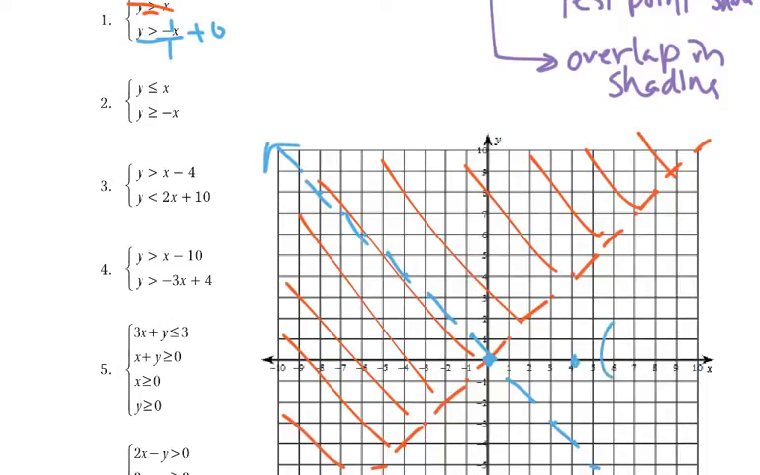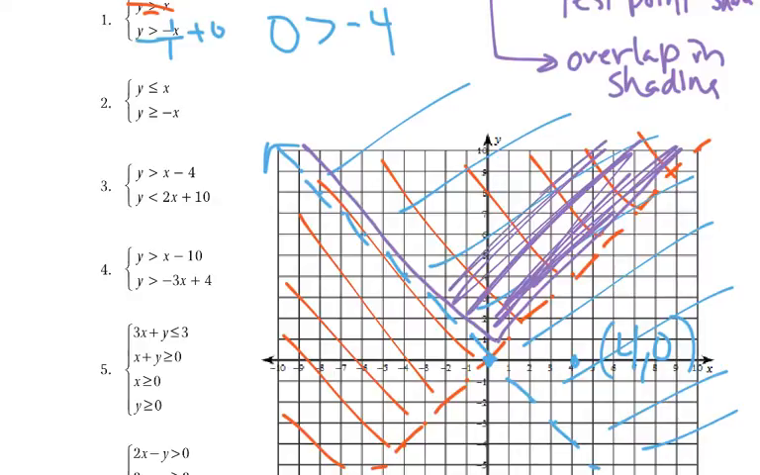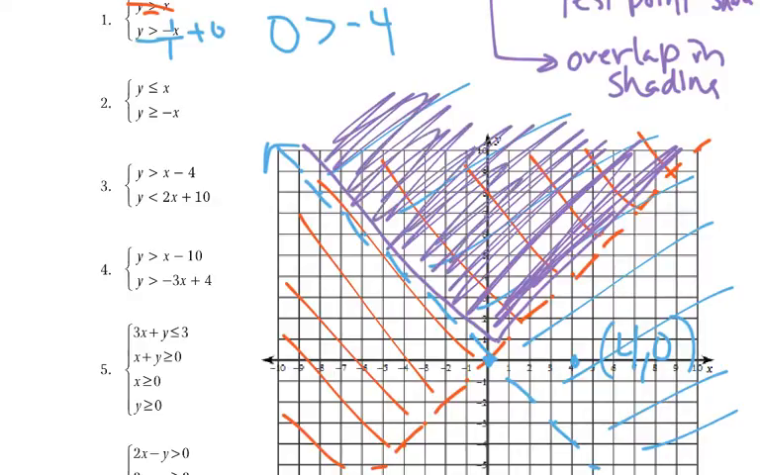Let's try 4, 0 again. So 0 for y, and then a negative x, so it would be negative 4 instead of positive 4. Is 0 greater? Yeah. So we shade that side. Now we look where both sides overlap. It would be right in this section, and so that's our solution.